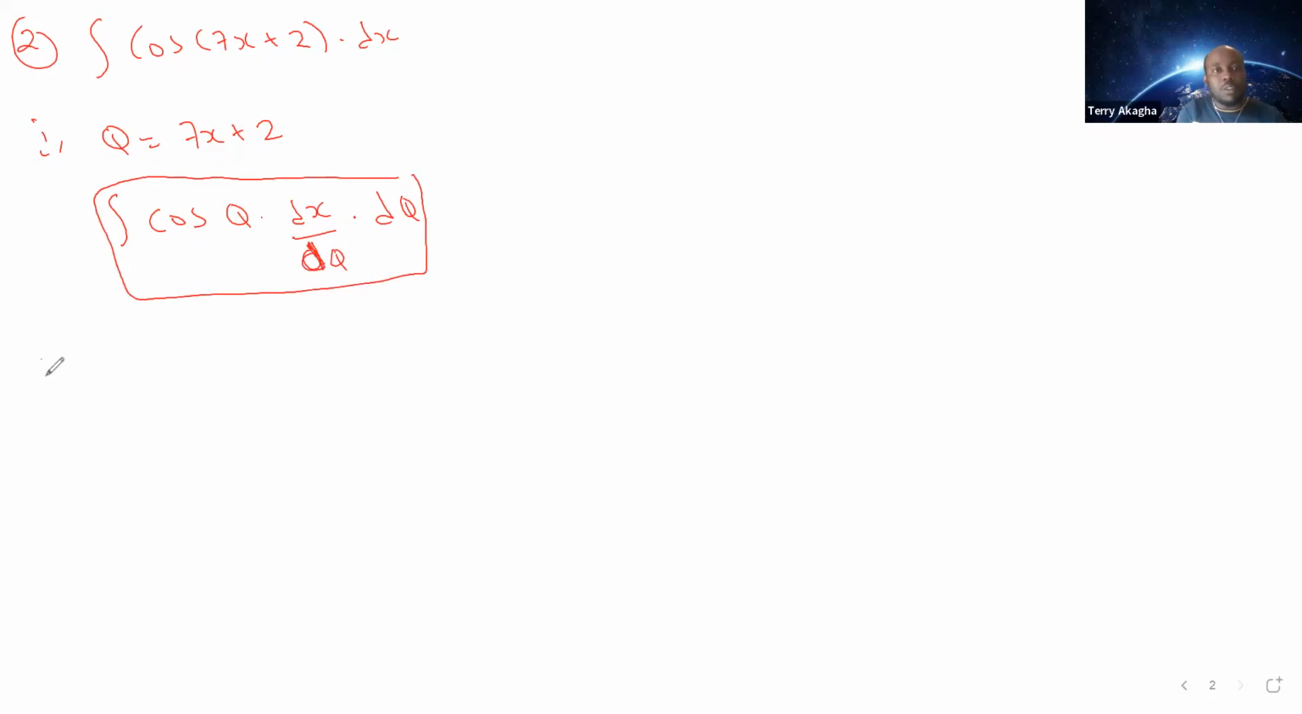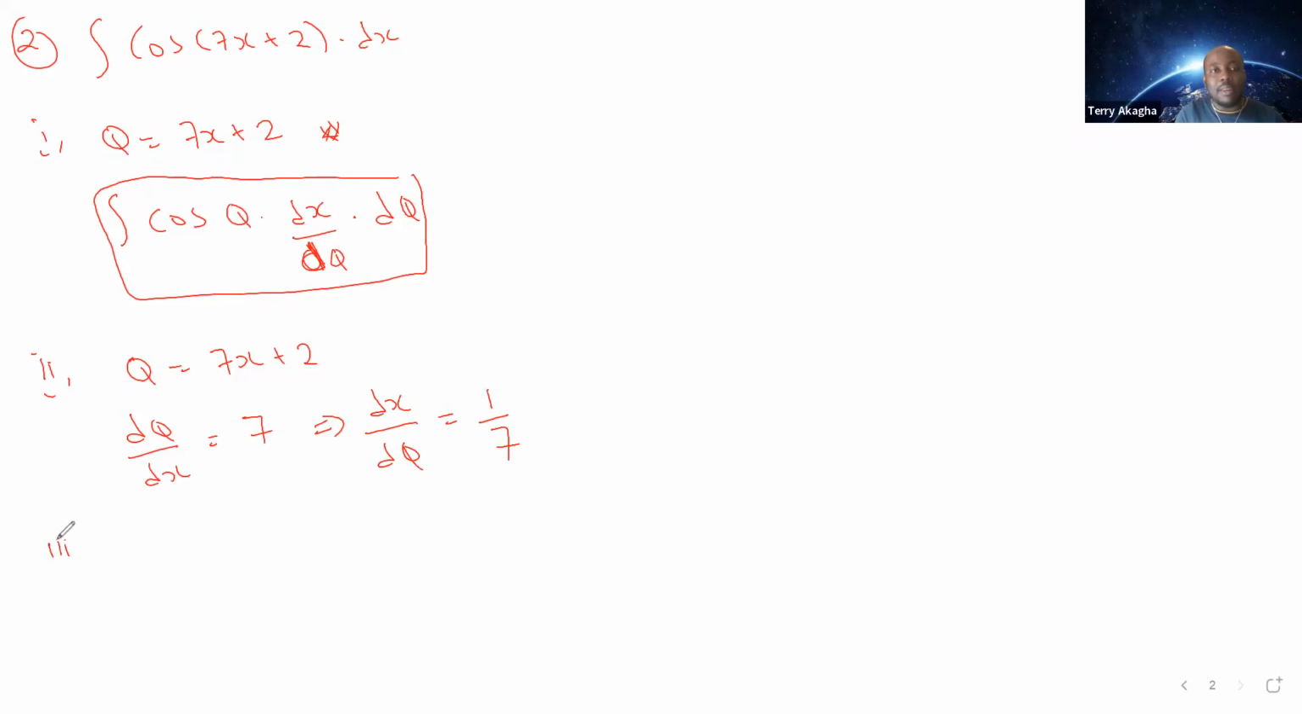Now, what's the second step? We don't stop there. The second step now, we differentiate the linear function separately. This is the linear function, right? You have to differentiate it now. So q is equal to 7x plus 2. So dq over dx is going to be equal to what? 7. But remember, we are not finding dq over dx. Remember, from the second step, we're finding dx over what? dq. So dx over dq, so that means you just flip it, okay? If dq over dx is 7, if you flip it, it's going to give you what? 1 over 7.